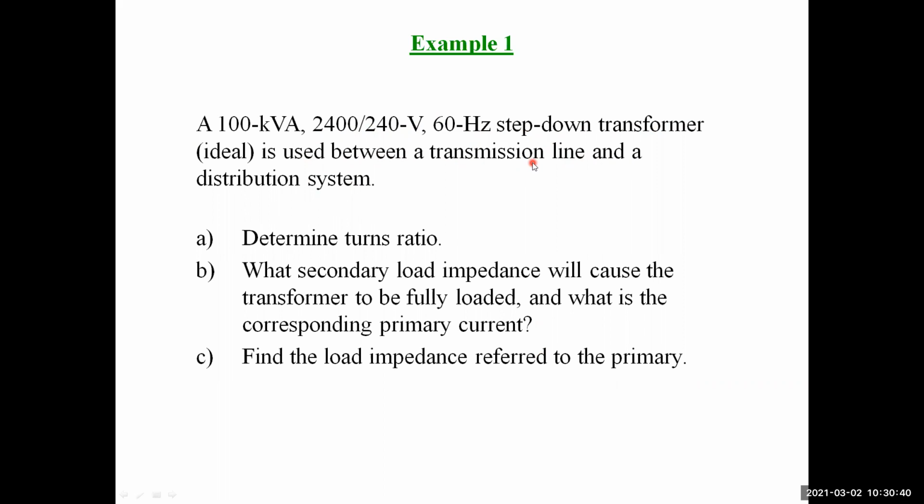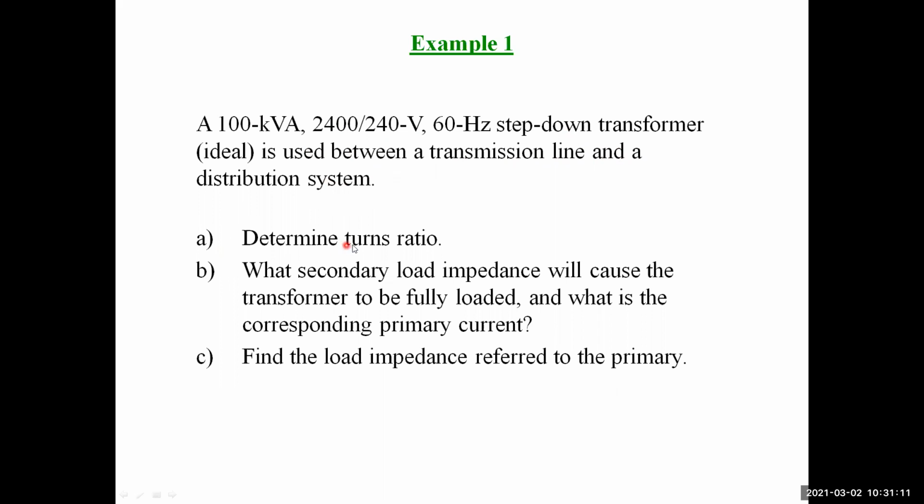The transmission line is operating at very high voltages. Here, 2400 volts by 240 volts, that means 2.4 kV. The input voltage is 2.4 kV, and it is stepped down to 240 volts. This is the transmission voltage 2.4 kV stepped down to 240 volts, used between the transmission line and the distribution system.